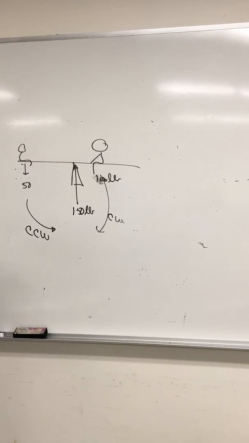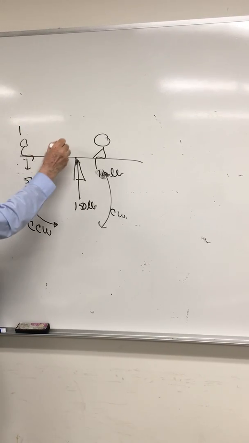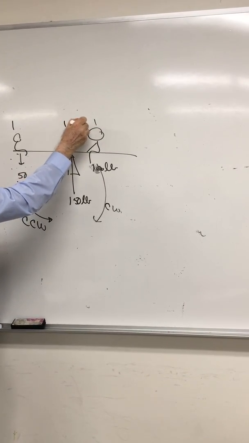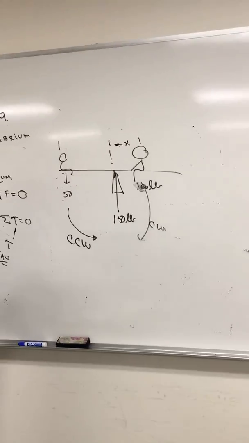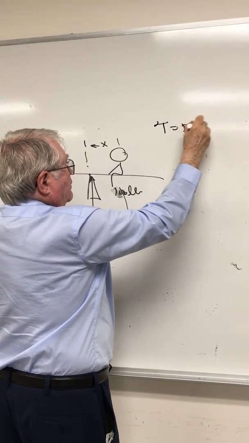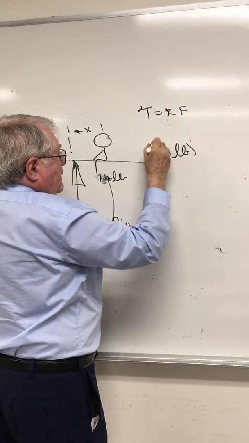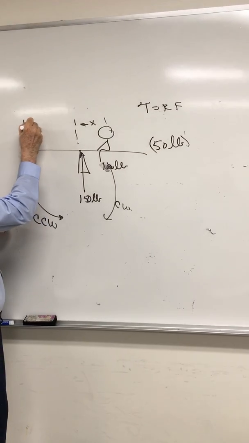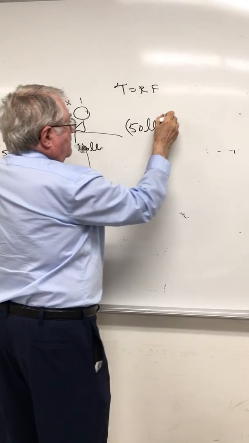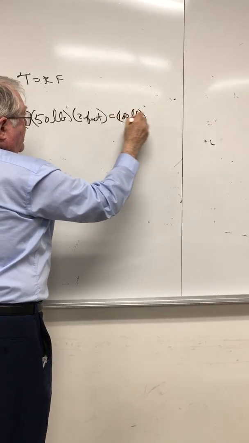Now there are two ways to do this problem, so let's just do it the easy way. The easy way would be to say that this distance right here times this force would be equal to this distance right here times mom's weight. So in this particular case, the torque is equal to R times F. For the child, it's going to be 50 pounds, and let's say this distance is 2 feet. On the other side, mom weighs 100 pounds, and her distance would be X.